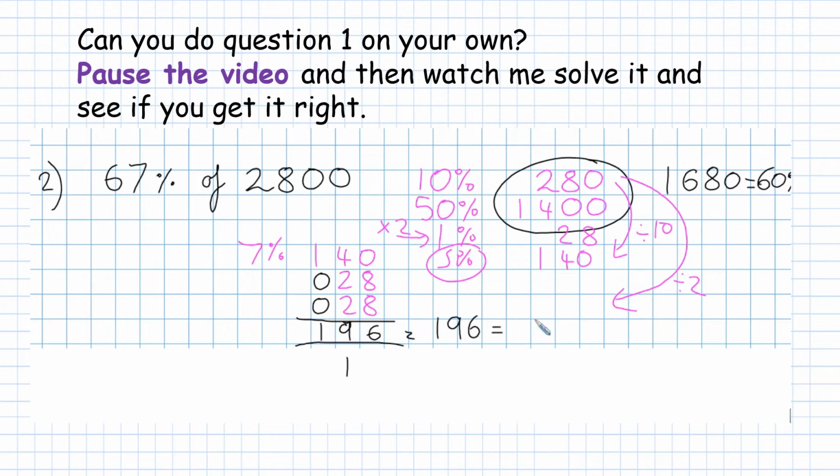And finally, we just have to put the 1,680 together with the 196 because we want 60%, add 7%. I'm going to run out of room here. So my answer is 1,876.